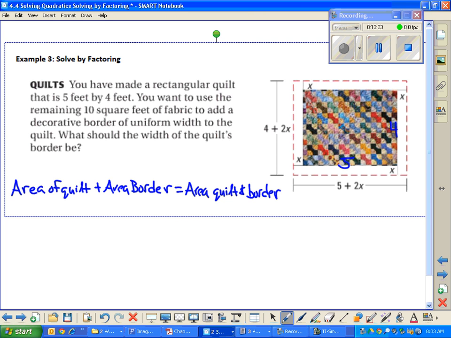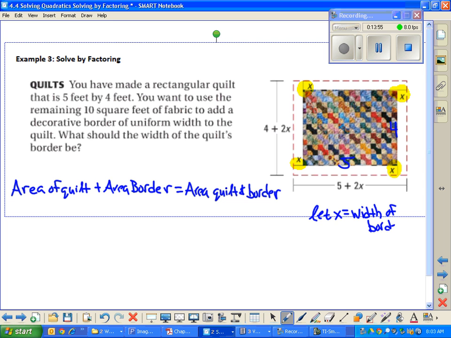You're probably saying, well, you didn't declare your variables, Mrs. Lucas. What's x? For that, I ask you to look at the diagram a little bit. You'll see we have some x's strategically placed on our little diagram. All those x's stand for is the width of the border. We're not exactly sure what that border is going to be, so we let x equal that uniform width of the border.